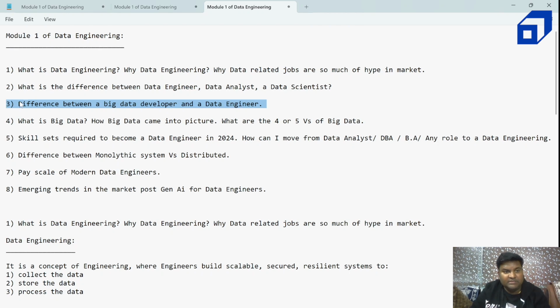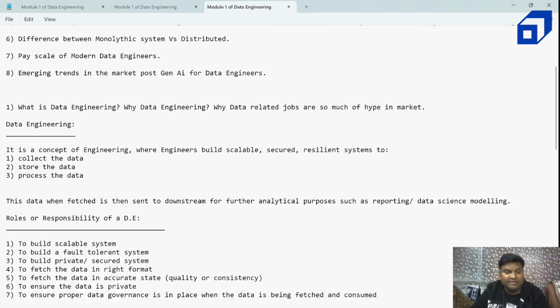Now let's talk about the third thing, which is the difference between a big data developer and a data engineer.